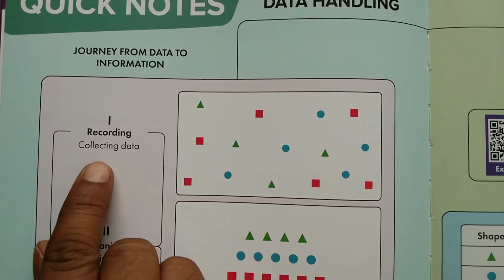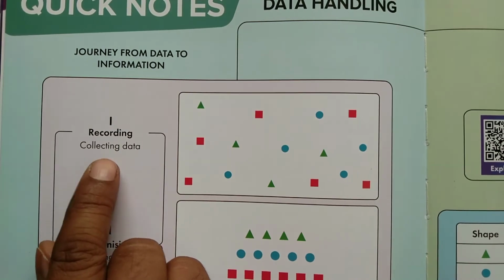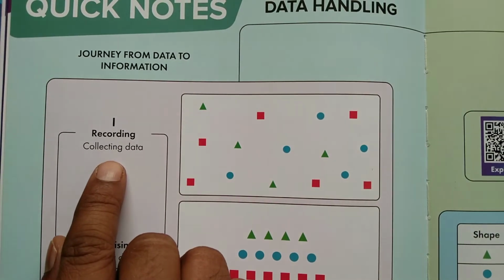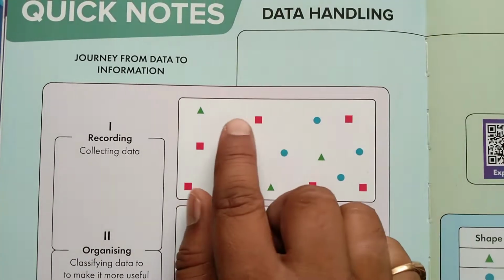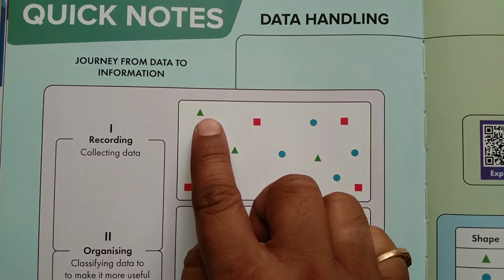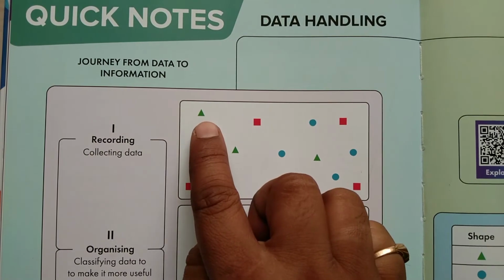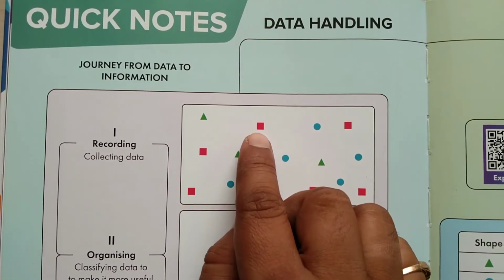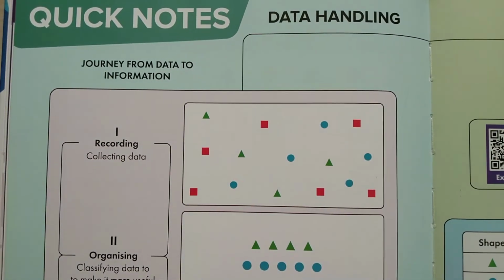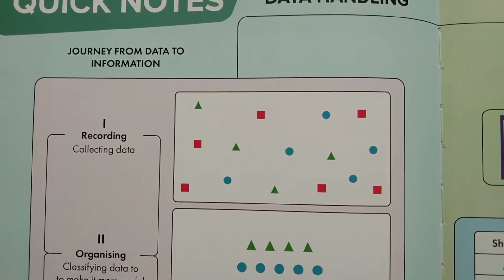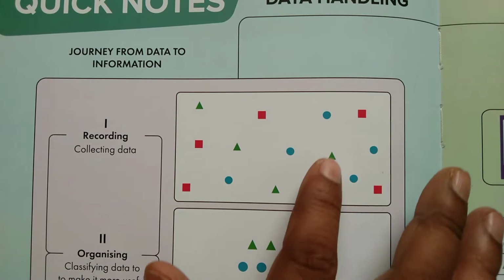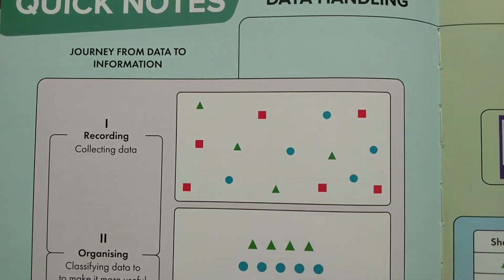Students, try to understand. The first thing is recording, I mean collecting data. See here, we have different types of geometrical figures. We have a triangle, a square, a circle, and a rectangle. Okay, this is nothing but data, I mean a collection of information.